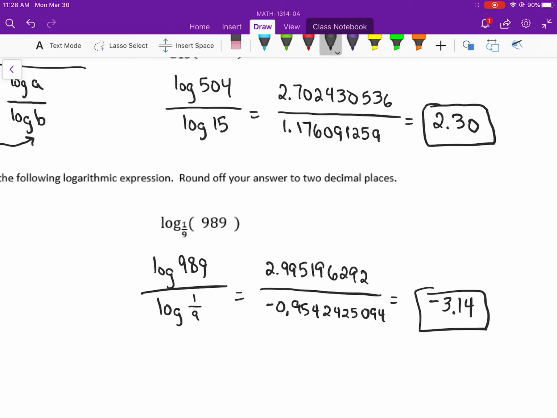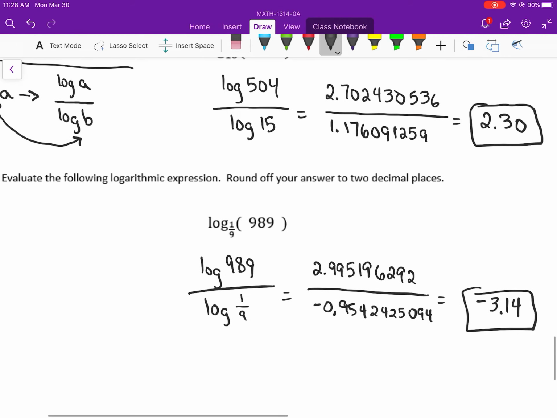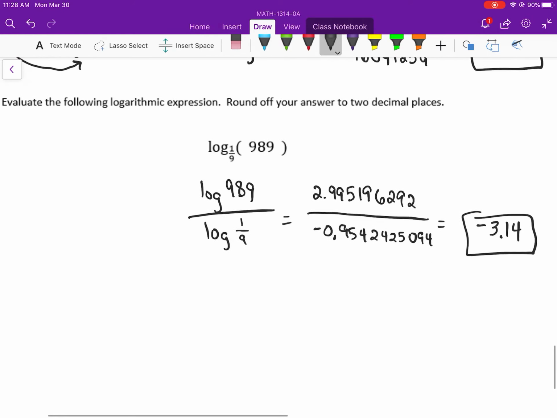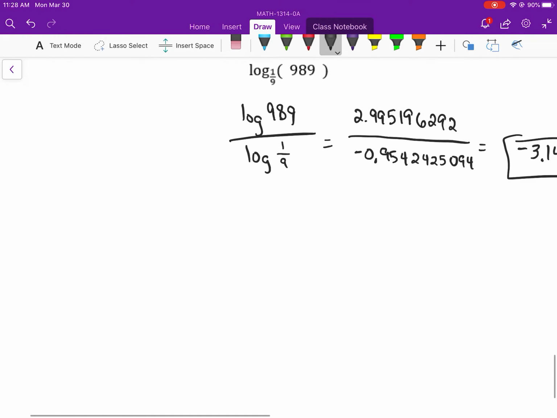gives me, and I can round this to 2 decimal places because that's what the directions tell me to, so negative 3.14. All right, so again, I would not round until you get to your final answer. So use as many decimal places as possible, just to be on the safe side, to make sure that you are going to get the correct result there.